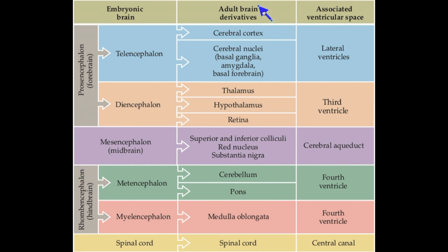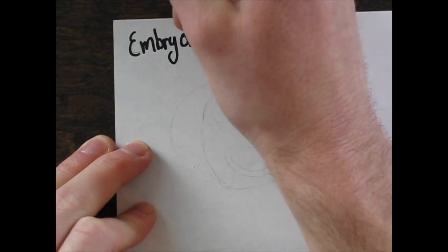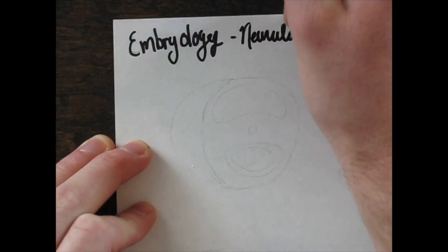So this chart is very confusing, and hopefully I'm going to walk you through it to explain it a little bit better, because it's important to understand neuroembryology to understand neuroanatomy in the adult. Okay, so we're going to talk about embryology and neurulation.